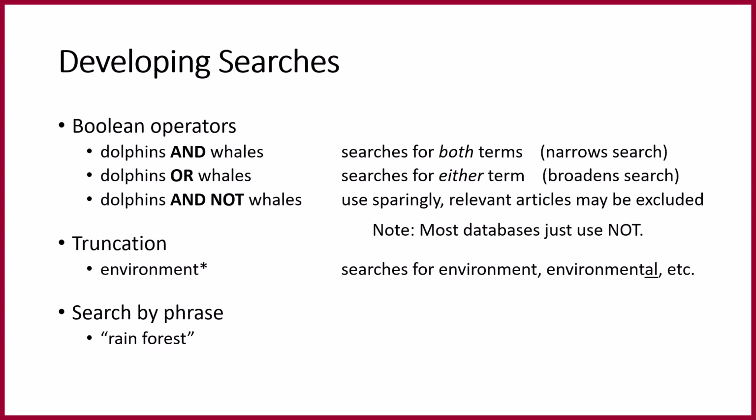Also useful is truncation, which uses the asterisk or Shift-8 to search for any word that begins with those letters. So environment with the asterisk will look for the word environment, environmental, etc. Also, you can place words in quotation marks to search them as a phrase.